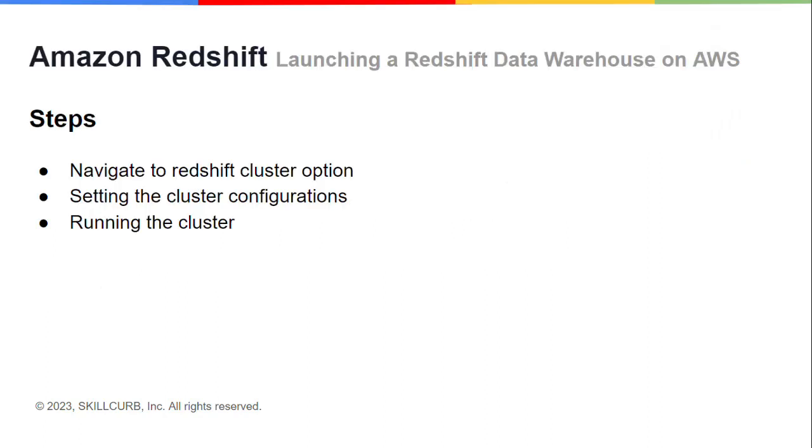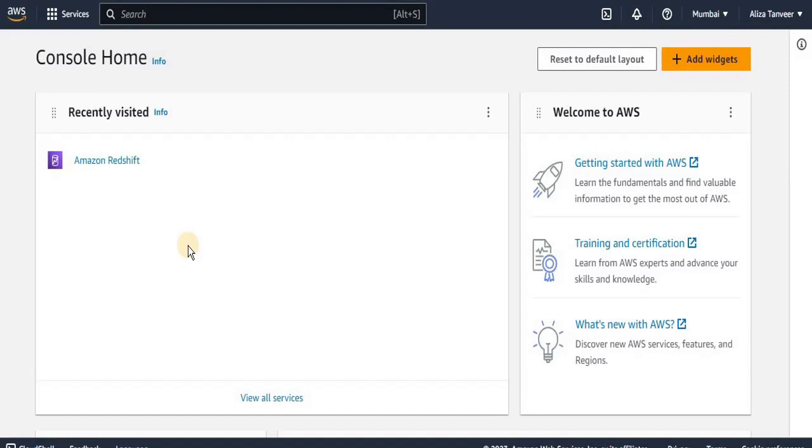In this video, you will learn how to launch a Redshift data warehouse on AWS, and for that, we will first navigate to the Redshift cluster option. Then we will set the cluster configurations into which we want to create the Redshift warehouse, and then finally we will run the cluster.